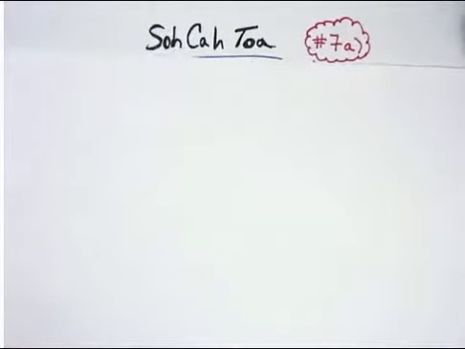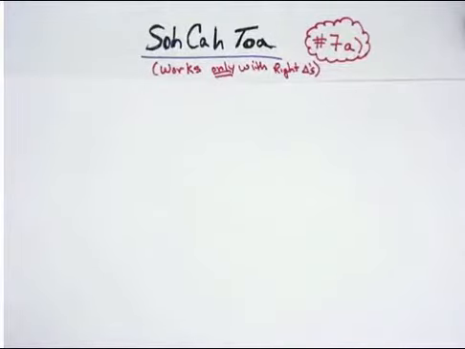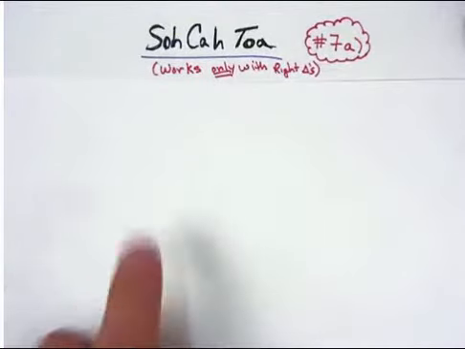Okay, this is the remediation video for question number 7A of the boot camp test. It deals with SOHCAHTOA. The first thing you need to know about SOHCAHTOA is that it's only good to use when you have right triangles. So that's the first thing you need to remember.